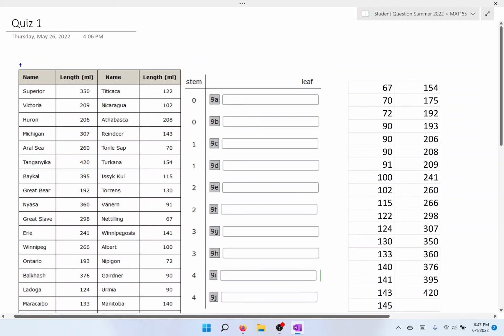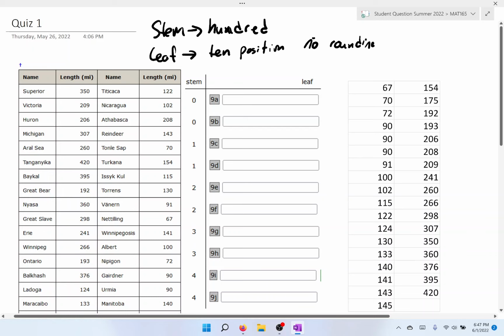Okay. So in the directions, they said make the stem the 100 position. Make the leaf the 10 position, with no rounding. Okay? So the directions are really straightforward.